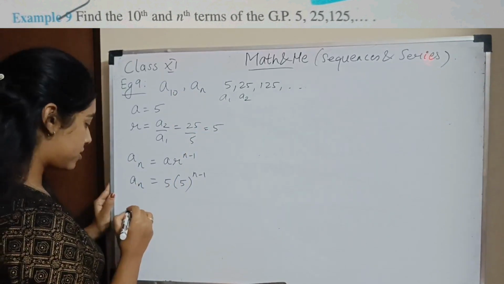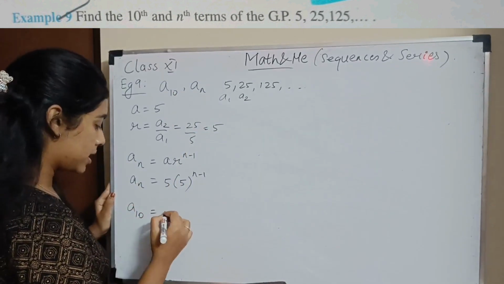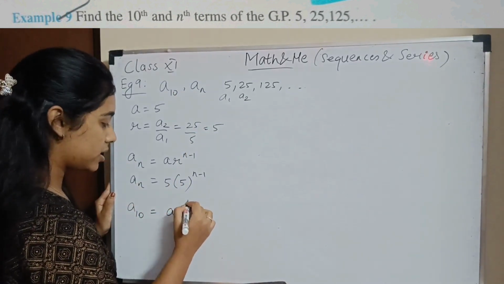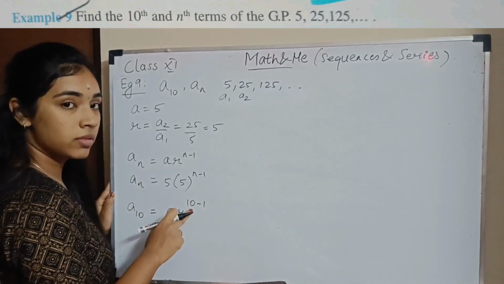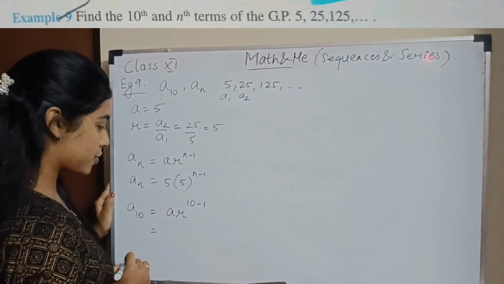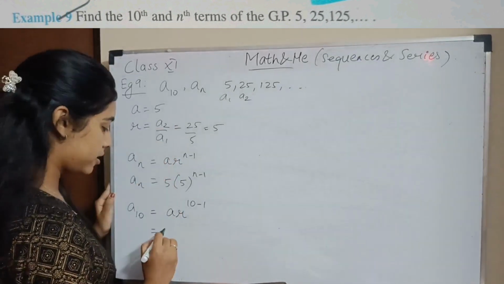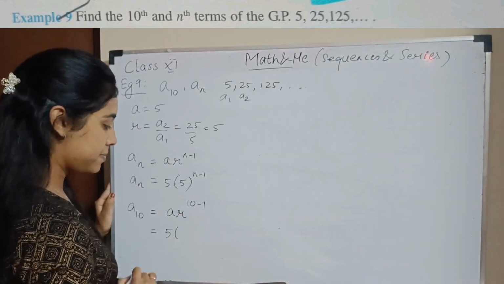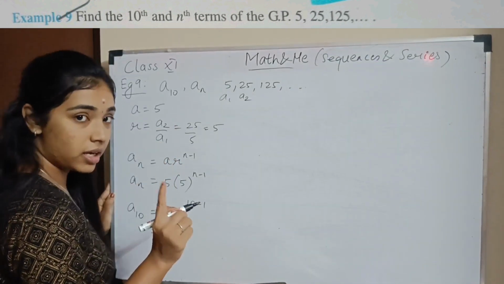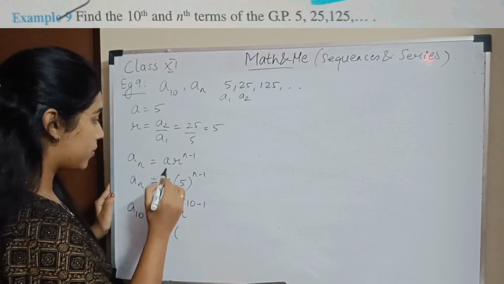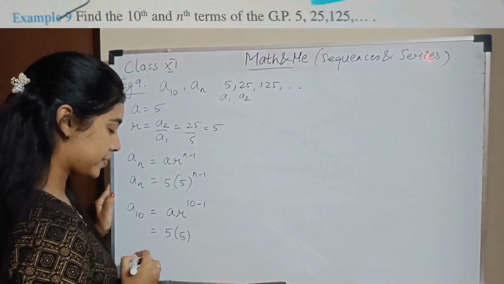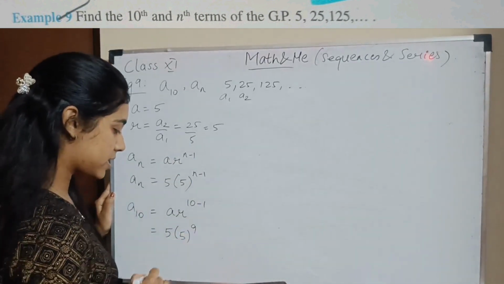Now what is your 10th term? A10 is A R to the n minus 1. What is your n? 10. When you substitute the values, what do you get? What is your A? 5 times R. What is your R? 5 to the power 10 minus 1, which is 9.